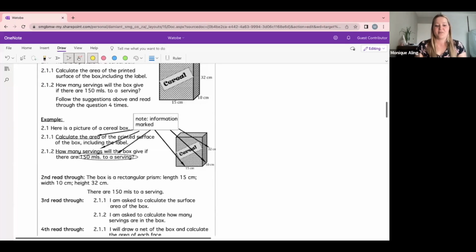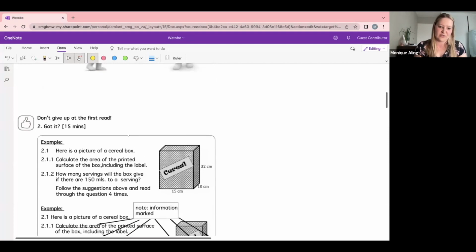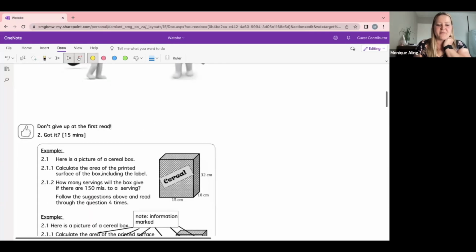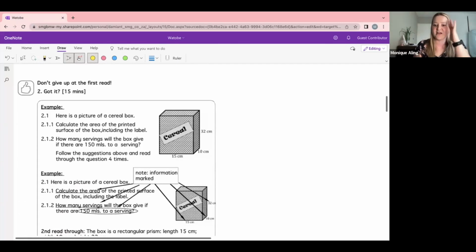Okay, so I can go through this example a little bit. So this is how you could approach a question, for example. Our example, we're looking at a picture of a cereal box. As we can see, our cereal box is a rectangular shape. We have been given measurements. And the first question says, calculate the area of the printed surface of the box, including the label. Okay, so I've read it the first time. So I've done the big picture. Big picture, I'm looking at a cereal box. They said something about area.